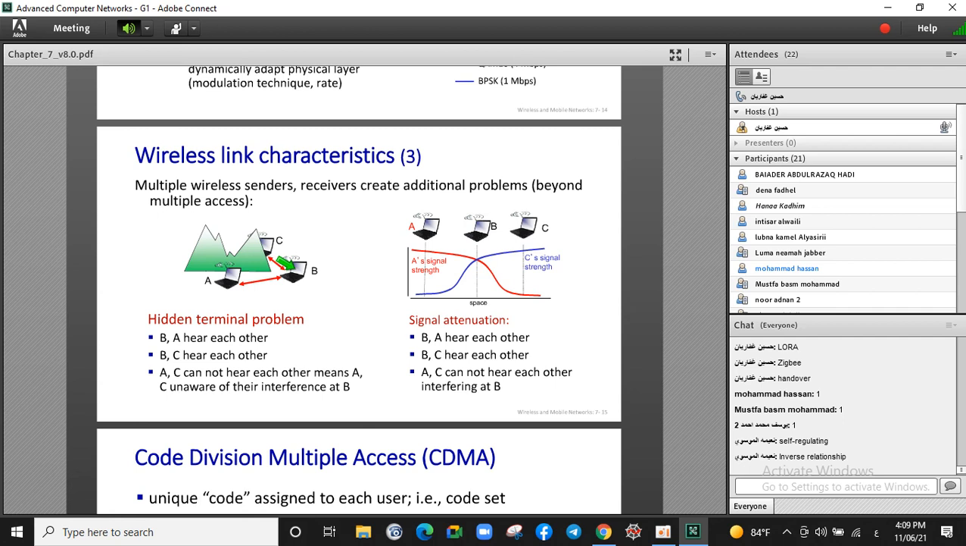A and C cannot see each other, but B can see both of them. In this case, if A and C try to send information to B, they may collide. Why? Because A and C cannot see each other, so maybe they can send simultaneously.